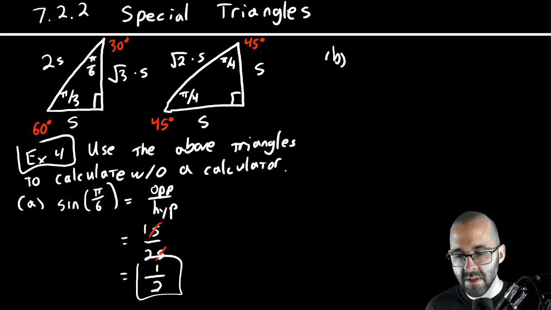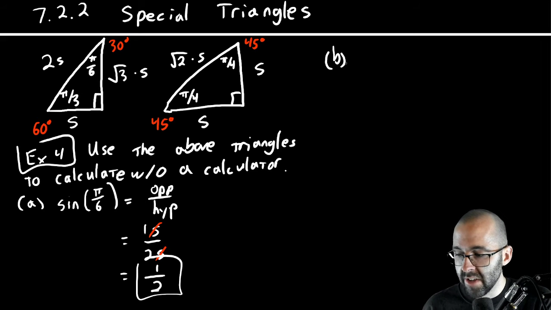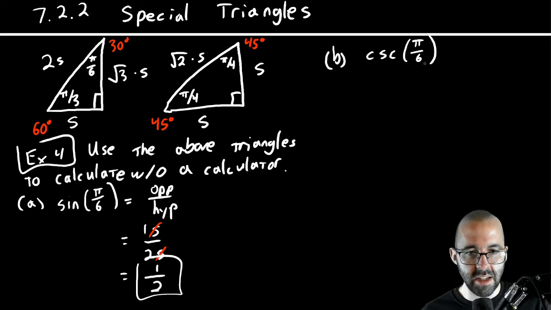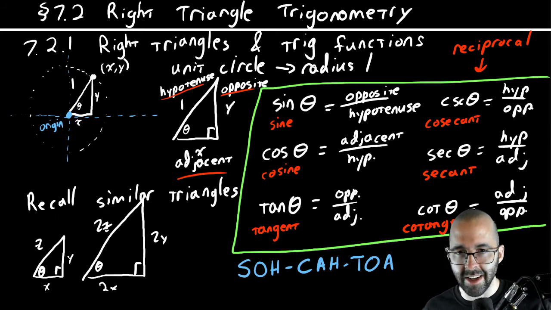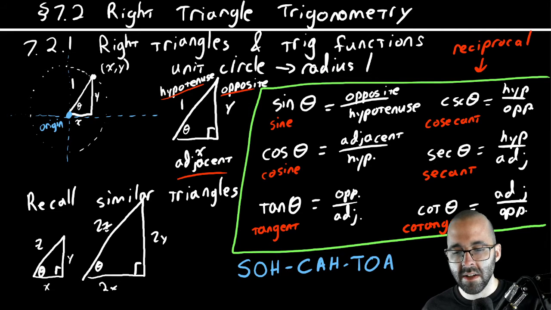Let's do another one. And this should be the same answer. Pi over 6 is the same as 30 degrees, so it should be the same answer as the previous video. Let's do cosecant of pi over 6. Ooh, cosecant. What the heck was cosecant? I don't remember. I'm lying to you guys, I do remember. Cosecant is the reciprocal of sine. Cosecant is 1 over sine.